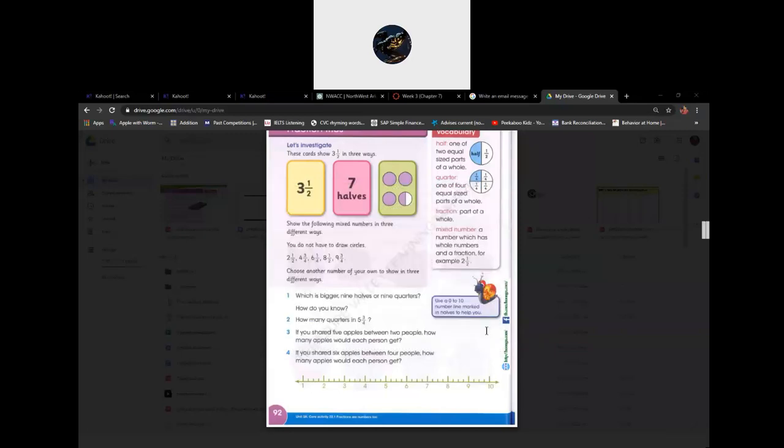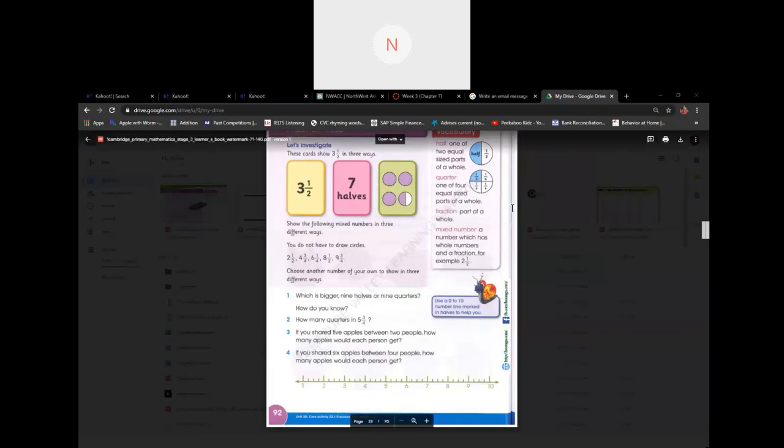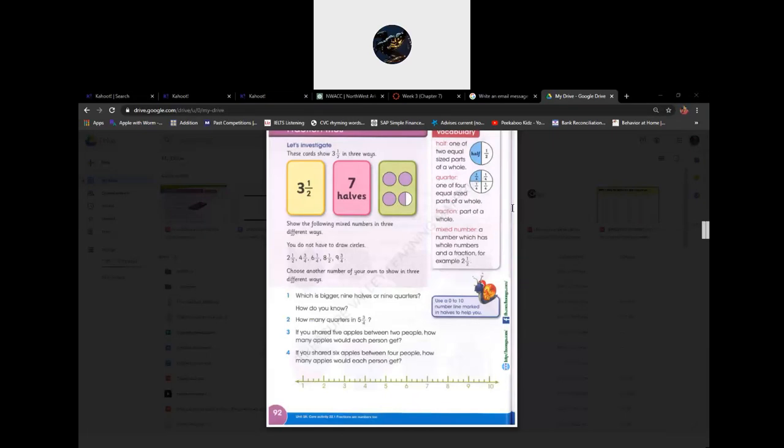10 whole and 3/4. What? Like 10 and then 3/4. What do you mean? It says how many quarters in 5 wholes and 3/4. Yeah, so I'm saying 10 whole and 3/4. How did you get that?